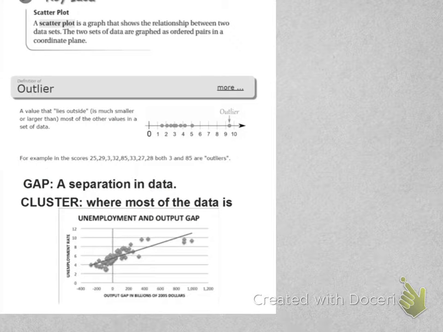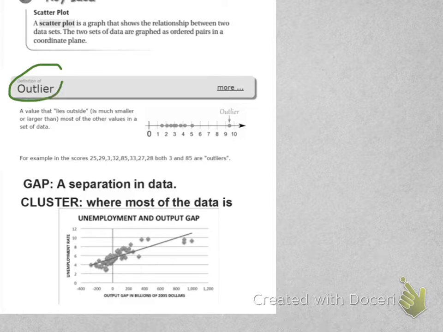Okay, so what is a scatter plot? You need to put this in your notes. A scatter plot is a graph that shows the relationship between two data sets. The two sets of data are graphed as ordered pairs. So make sure you write what a scatter plot is.